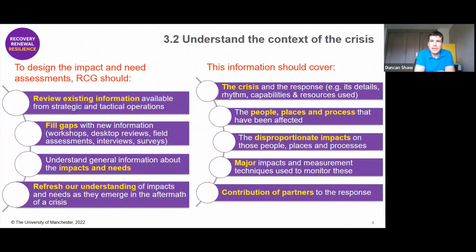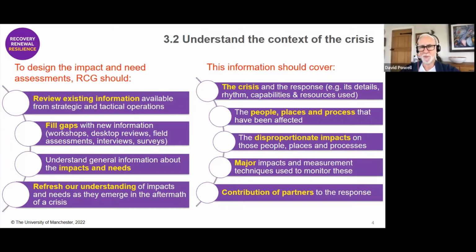But to understand the context of the crisis, David, there might need to be some information collected. Yeah, so it's very much about the experience of the incident, the emergency, the disaster itself. What information exists from the tactical operations, the initial response to the disaster, the emergency? Are there any gaps in your knowledge? Do you need to go out and collect more information to help you better understand what the impacts might have been?